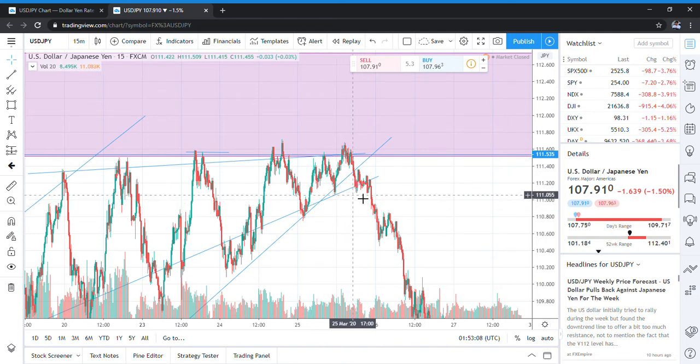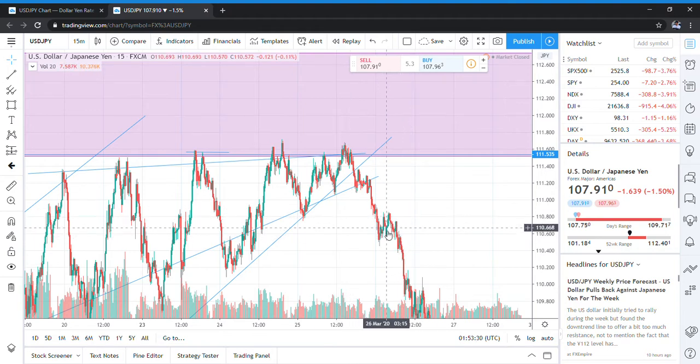Once it broke out, I waited for the retest right here, and then I got in on a nice sell just around this area. I rode it down and was able to catch a lot of pips. I think it was like 200 pips. It was really nice. I rode it down and took profit about around here.